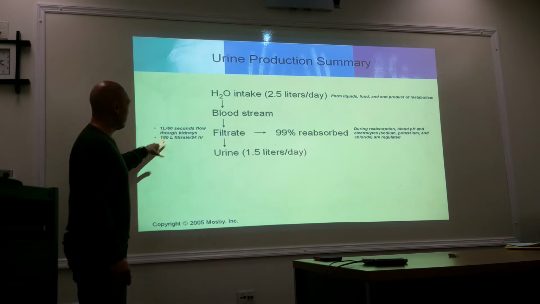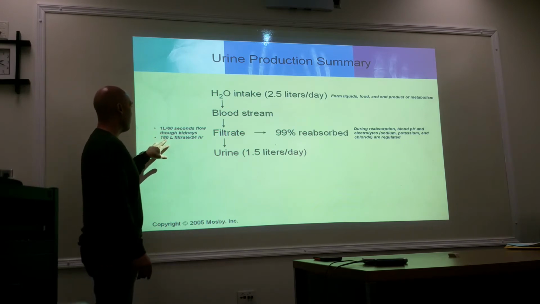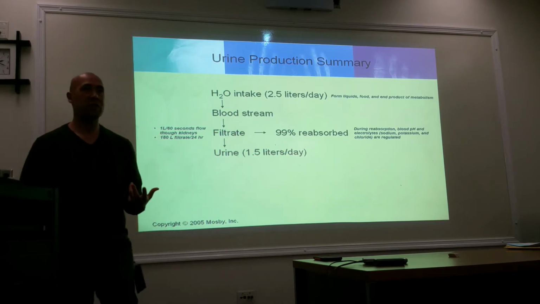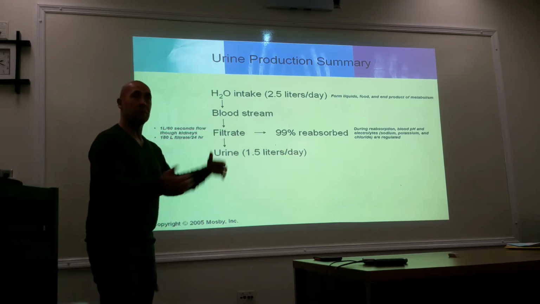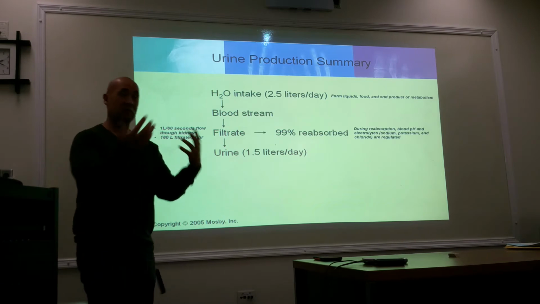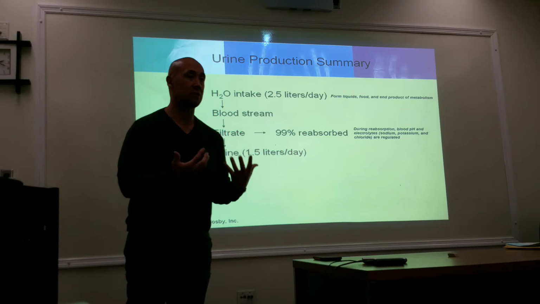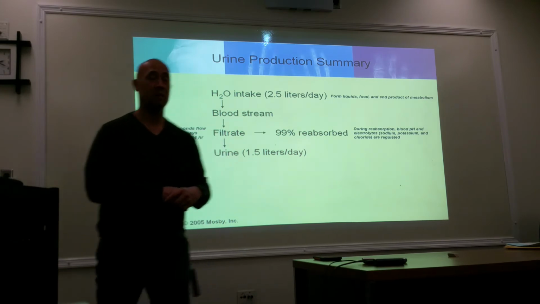And then it produces about 180 liters of filtrate within 24 hours. Basically, filtrate is the blood after it's been filtered, so it's just called a filtrate. That's the blood that's been already filtered by the kidneys.